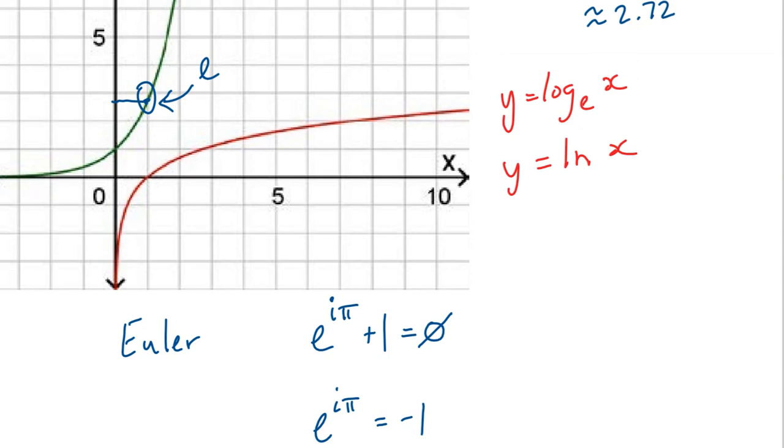Because of this, it's a very important base in exponential functions, to the point where people would say it's the most important base. So 2 to the x, 3 to the x, 4 to the x, 10 to the x, none of those really matter. e to the x is the one that matters. In a way, that's one way of thinking about it.